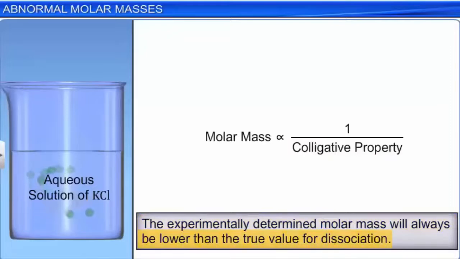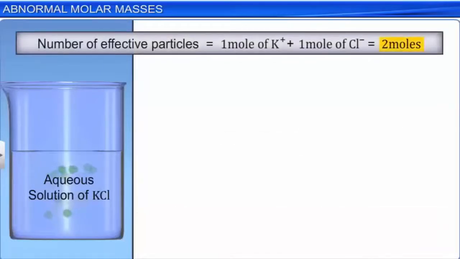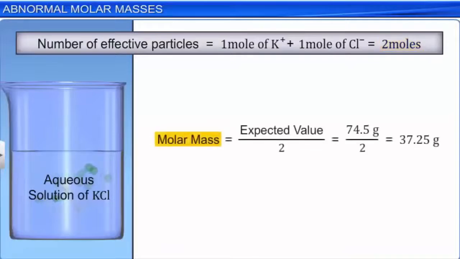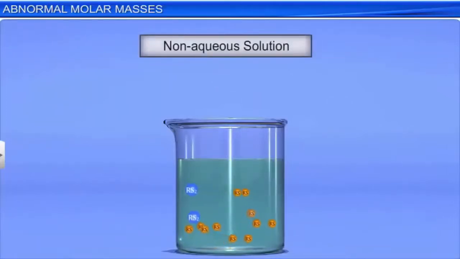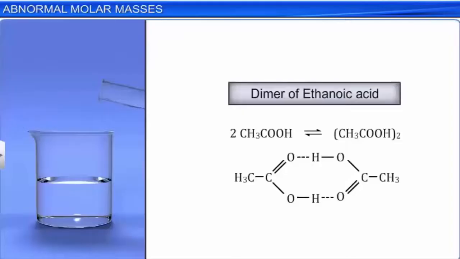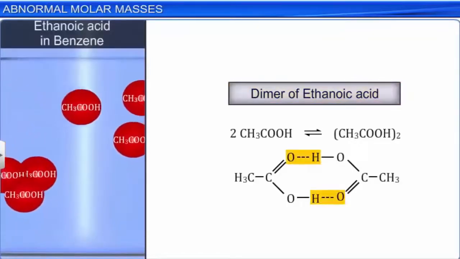For KCl, as the number of particles becomes double, the observed colligative property is double the expected value, while the observed molar mass is half the expected value. That is, 74.5 grams divided by 2, which is equal to 37.25 grams. Similarly, there are many organic solutes that undergo association in a non-aqueous solution. That is, 2 or more molecules of the solute associate to form a bigger molecule. For example, ethanoic acid in benzene exists as a dimer due to hydrogen bonding. Thus, the number of effective molecules or particles in the solution decreases.